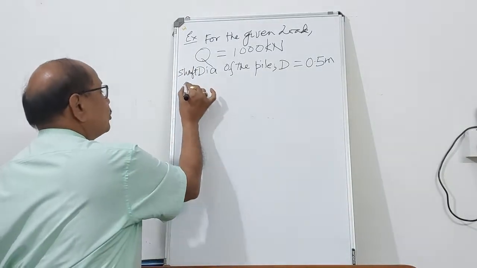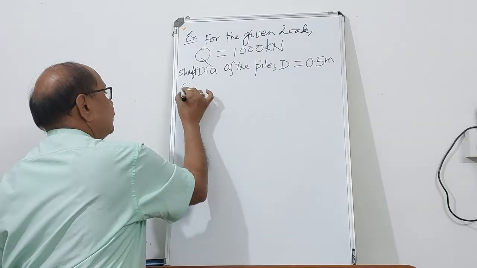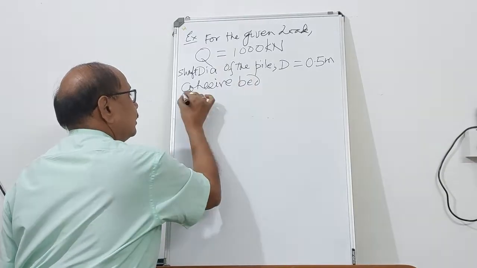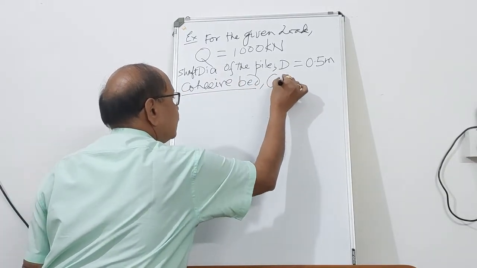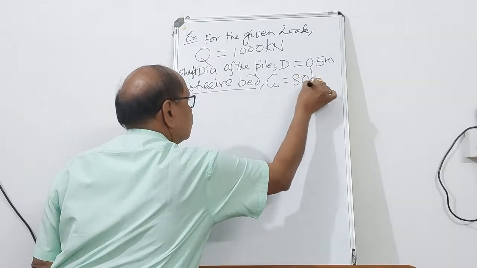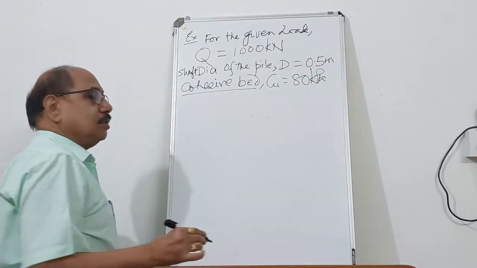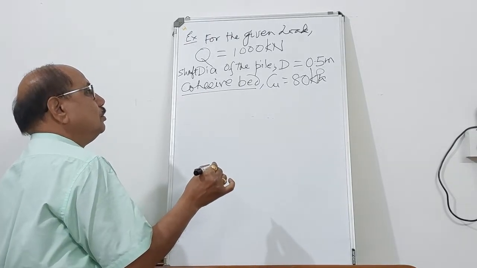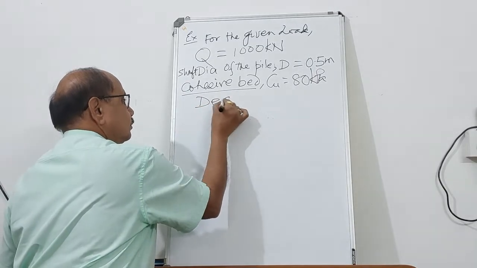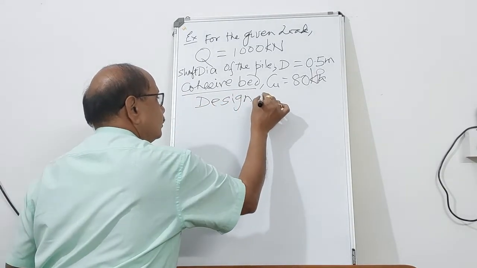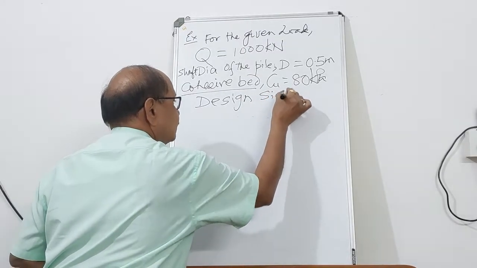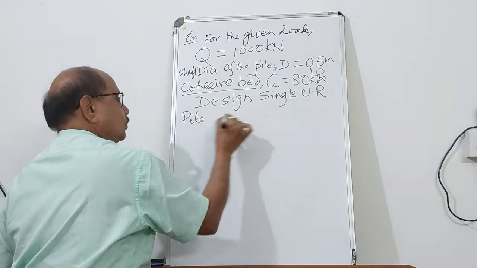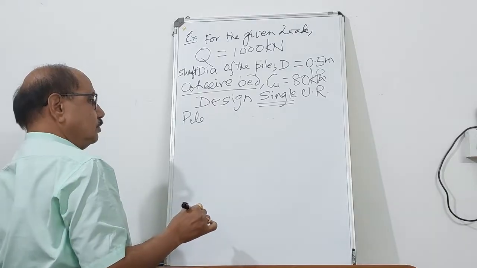And the ground conditions are also known to you. It is embedded in cohesive bed. So the pile has been embedded in the cohesive bed. Cu equal to 80 kilopascal. And we need to design the pile. Design single under-reamed pile. So it is going to be single under-reamed.